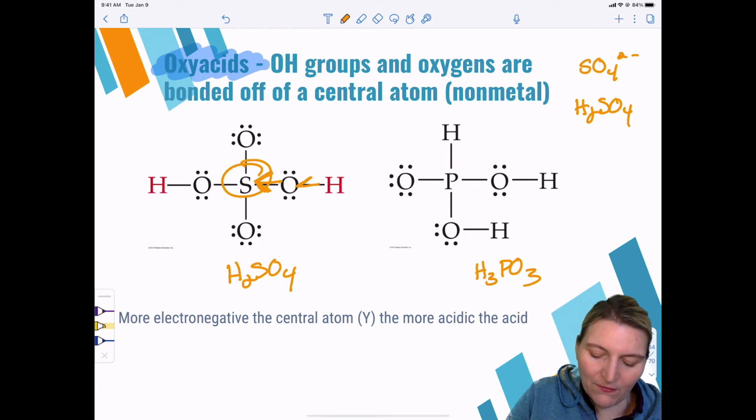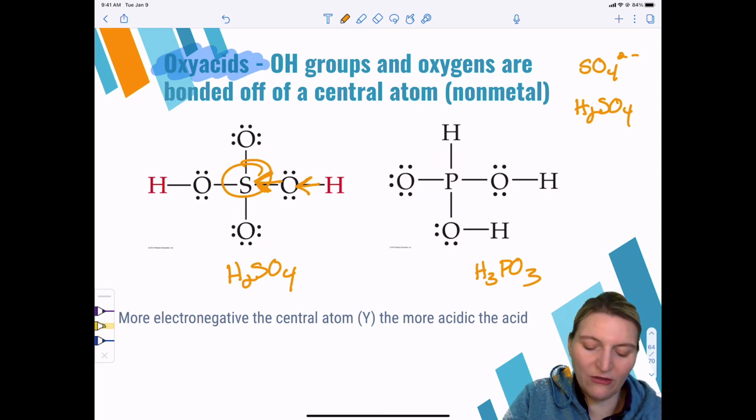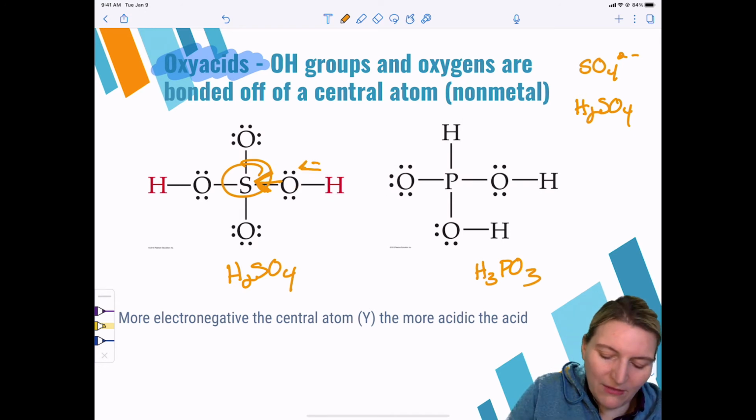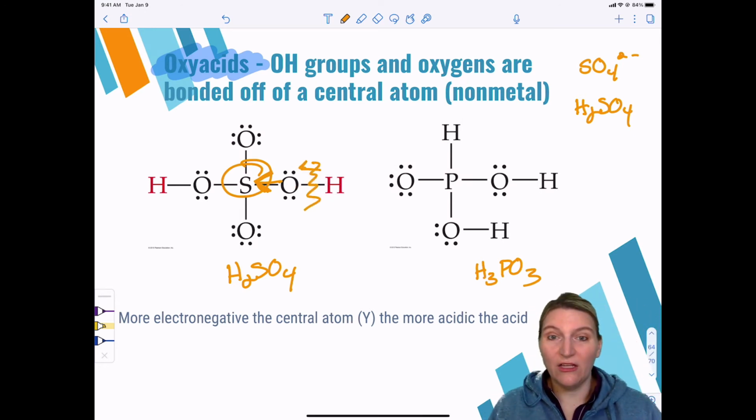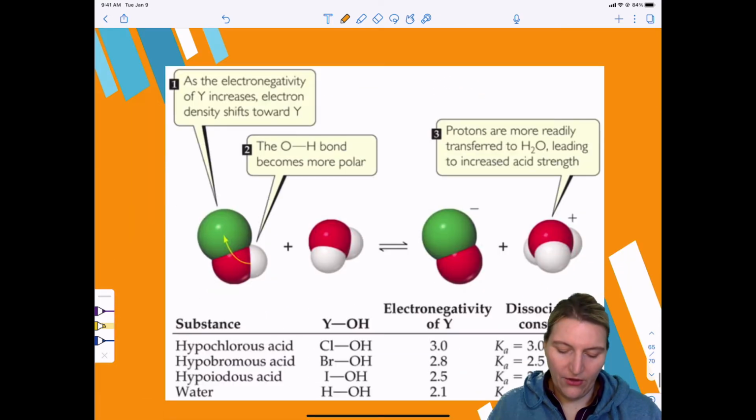The oxygen will then pull the electrons in the oxygen-hydrogen bond towards itself. That means that this bond is weaker, and sulfuric acid is more likely to lose a hydrogen. You can see that pattern going on here.